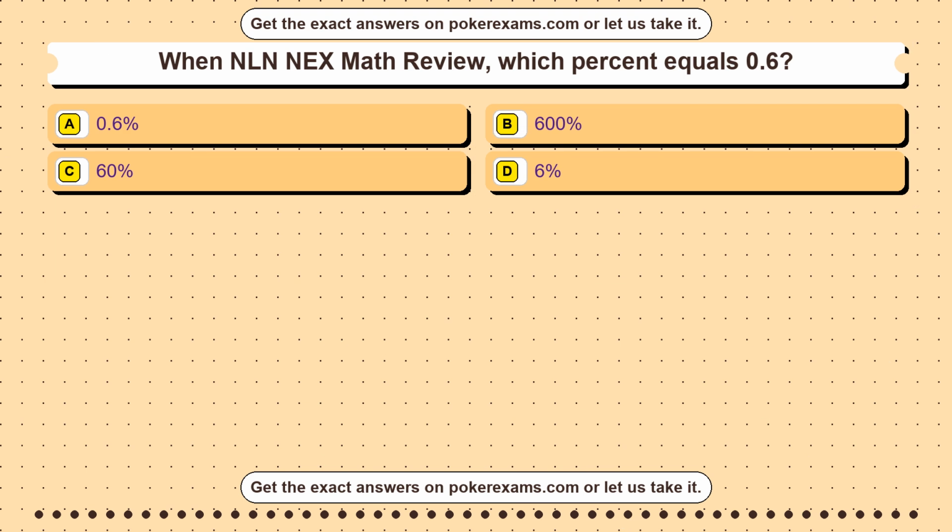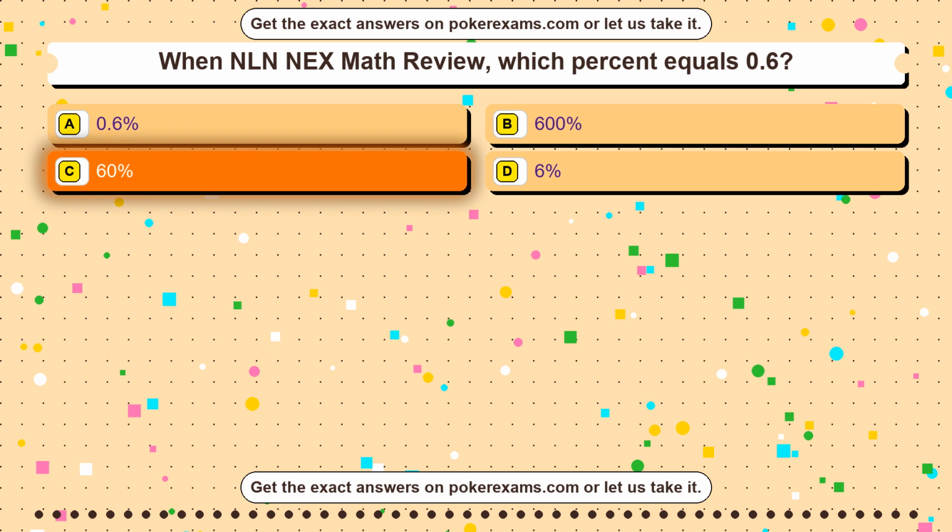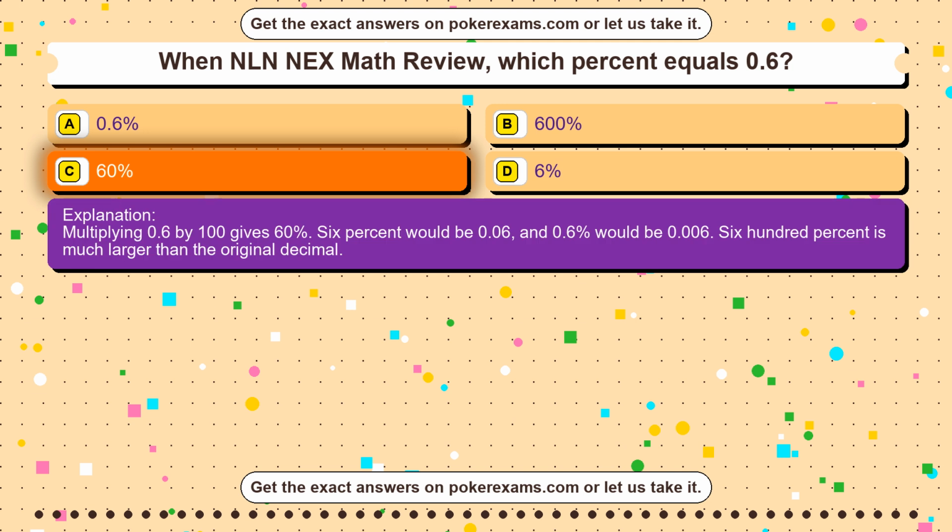Question 39. When NLN NEX Math review, which percent equals 0.6? Option A 0.6%. Option B 600%. Option C 60%. Option D 6%. The correct answer is option C. 60%. Multiplying 0.6 by 100 gives 60%.